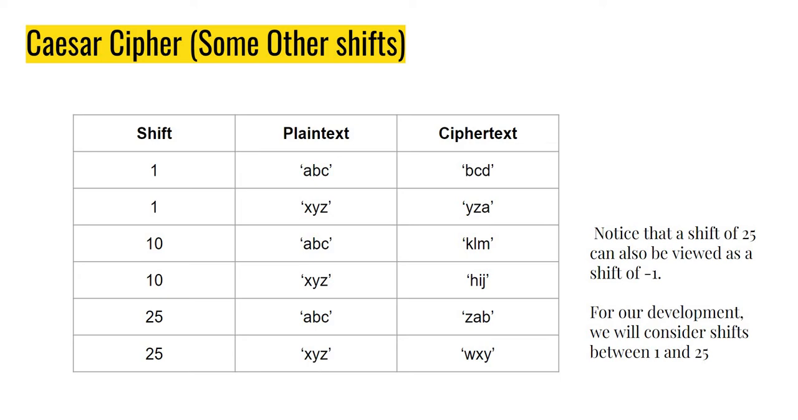However, for our development, we will consider every shift to be between 1 and 25. We'll talk about the reason for this later. But in the beginning, we'll just build this without the circular nature, and without bothering about shifting negative values and so on.